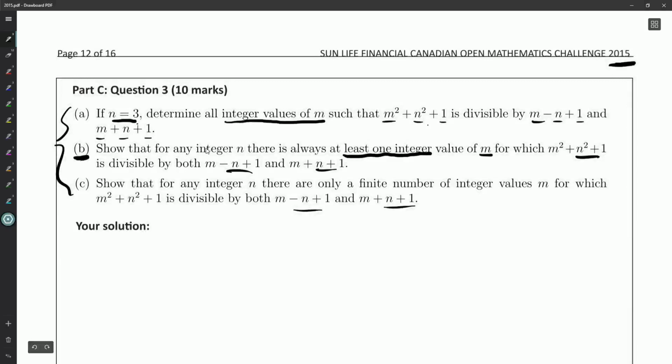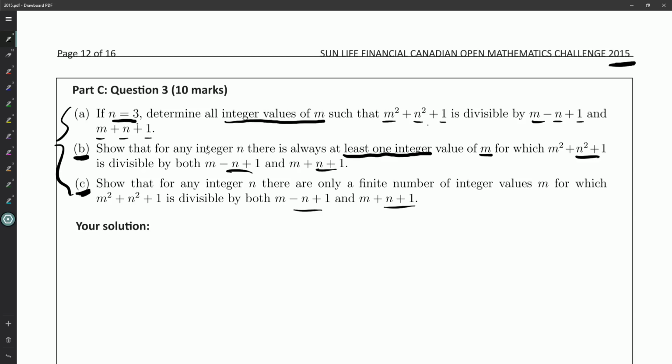You can always let m be n squared. That's kind of nice. Alright, C part. Show that for any integer n, there are only a finite number of integer values m, for which m squared plus n squared plus 1 is divisible by both m minus n plus 1 and m plus n plus 1.